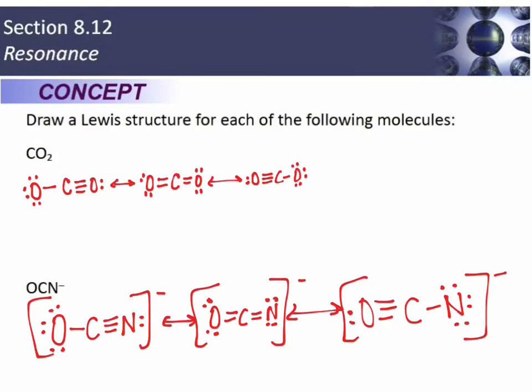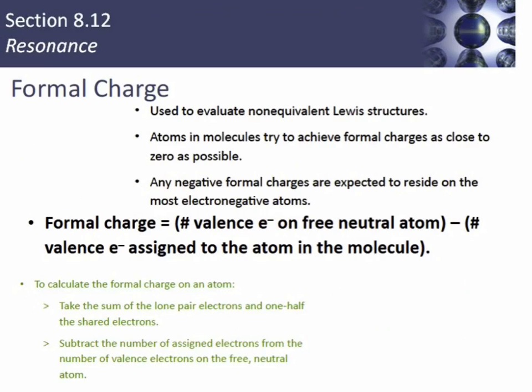Okay. So the next thing we're going to do is talk about formal charge. So formal charge is the charge that will help us look at those Lewis structures that we just drew. They're non-equivalent, and it will tell us which one is the most prominent structure. So we are going to calculate the charge for every atom.